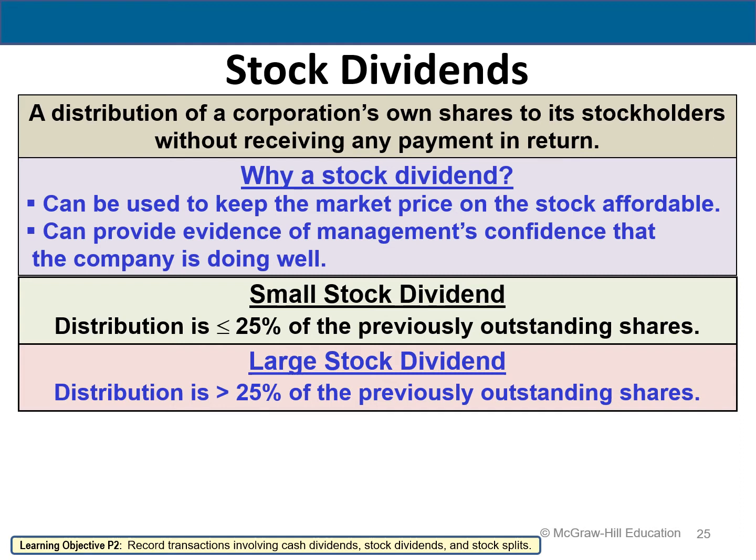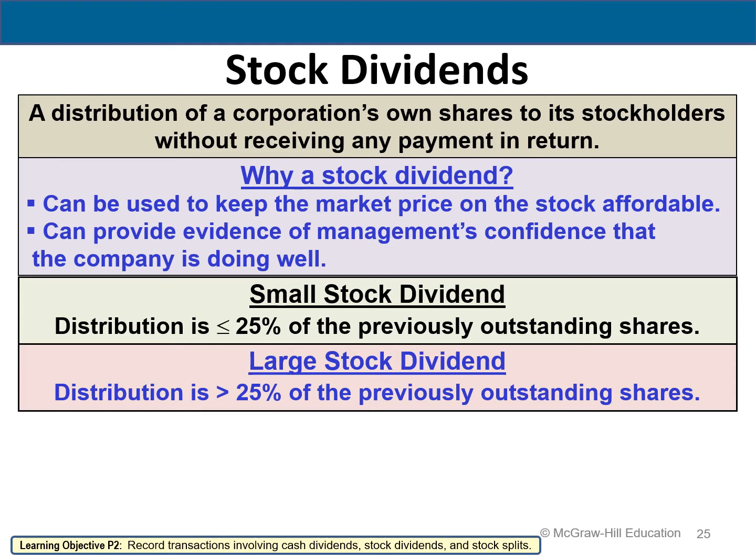Well, first, the directors will use stock dividends to keep the market price of the stock affordable. So when a corporation has a stock dividend, it increases the number of outstanding shares and it lowers the per share stock price. Another reason is that it shows management's confidence that the company is doing well and will continue to do well.